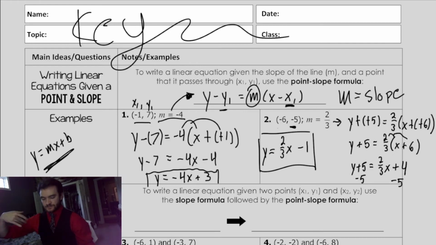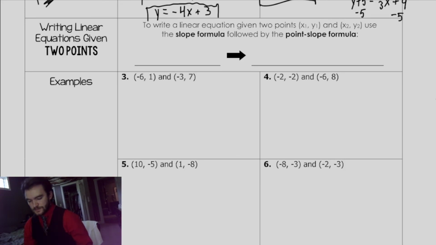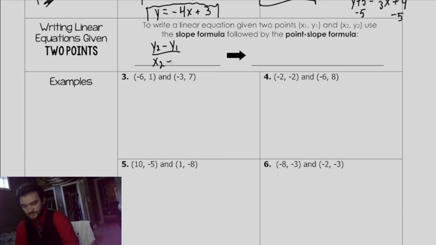Great. To write a linear equation given 2 points, x1, y1, and x2, y2, use the slope formula followed by the point slope formula. That's what this says right here. This is not complicated, I promise you. All the slope formula is, which hopefully you guys have seen before, is y2 minus y1 all over x2 minus x1.